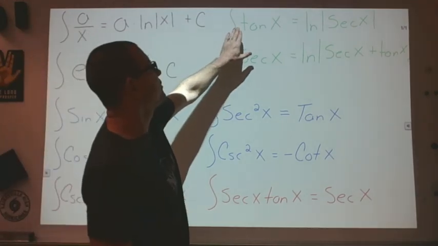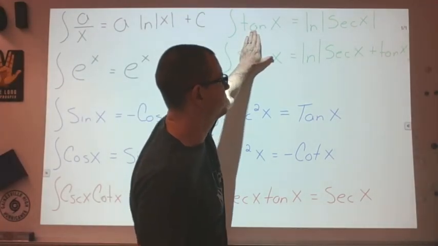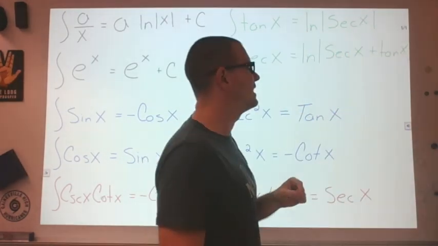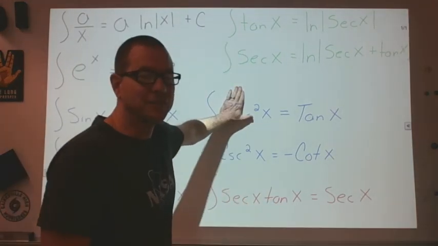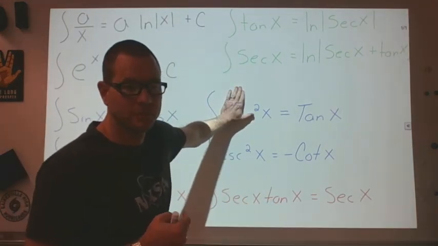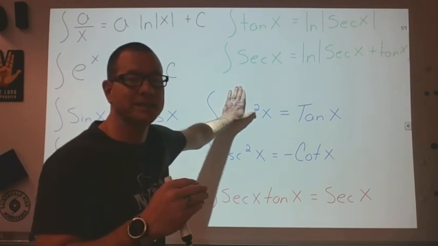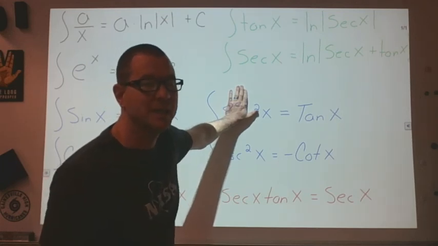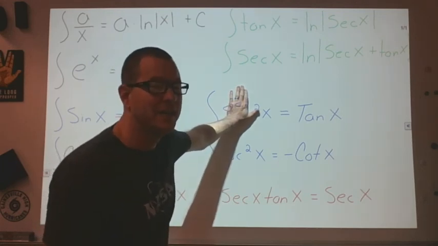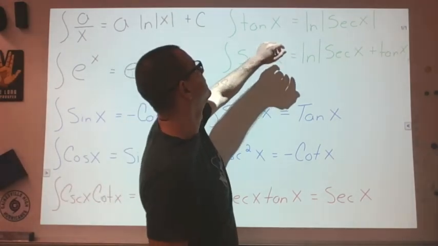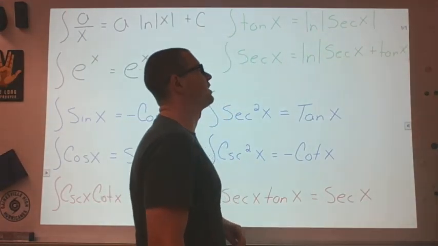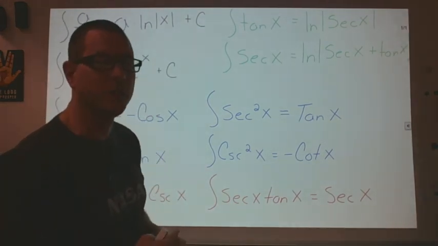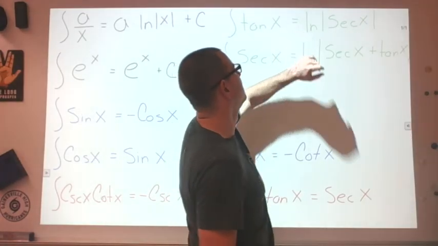So the integral of the tangent of x is the natural log of the absolute value of the secant of x. And that is found by using u substitution. So we know tangent can be written as sine over cosine. If we let u equal cosine, the derivative is negative sine. And so what we end up with is negative the natural log of the cosine of x. And then they move the negative up to the power. So a lot of algebra going on there to simplify that, but you get this nice rule here.